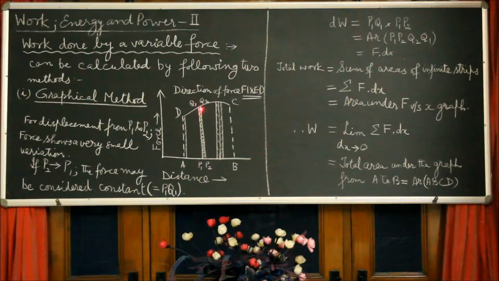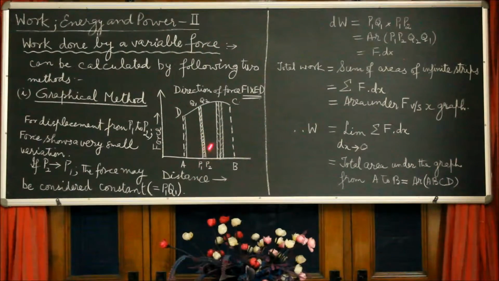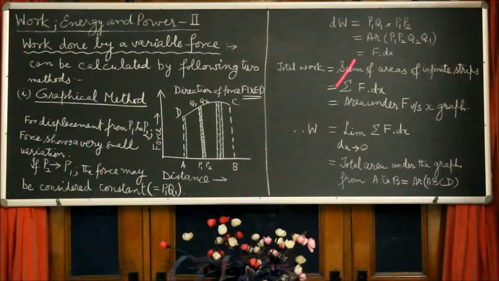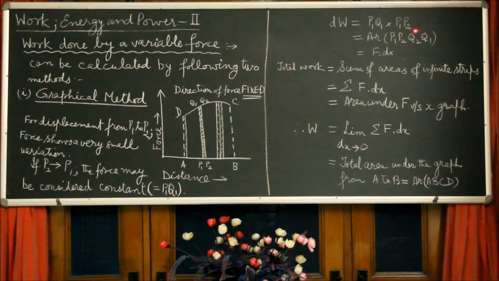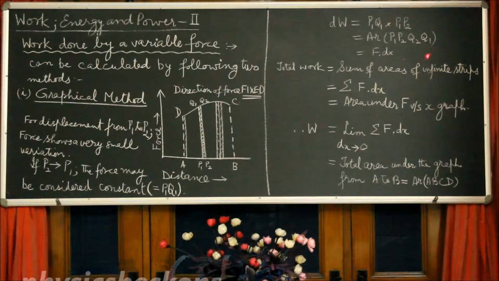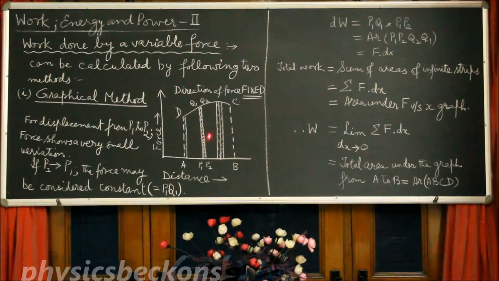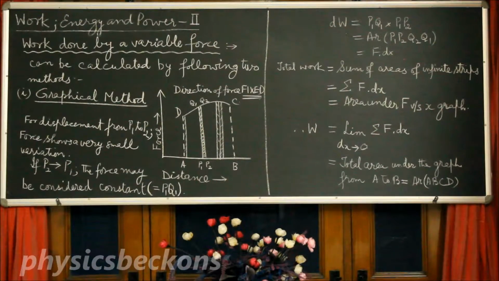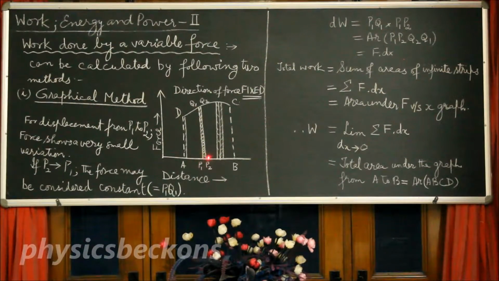So here, for this infinitesimally small distance P1 P2, the work done dW, a very small amount of work done, can be calculated as the force P1 Q1, assumed constant under the condition P2 approaching P1, times the distance P1 P2, which is also equal to the area P1 P2 Q2 Q1, that is, the area of this strip. This is the work done for a small displacement from P1 to P2.